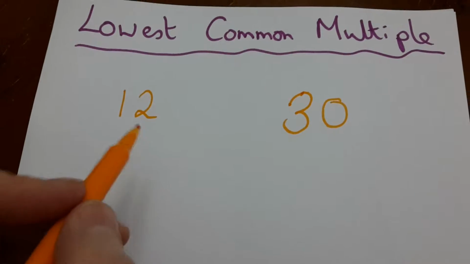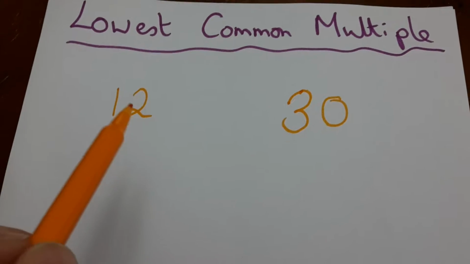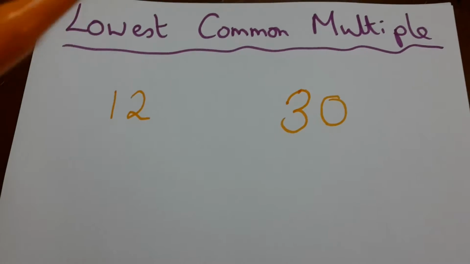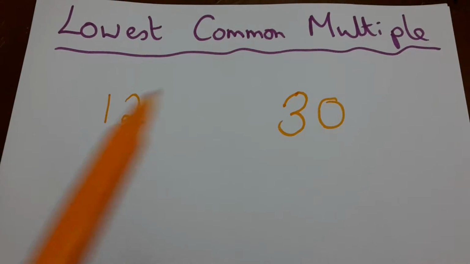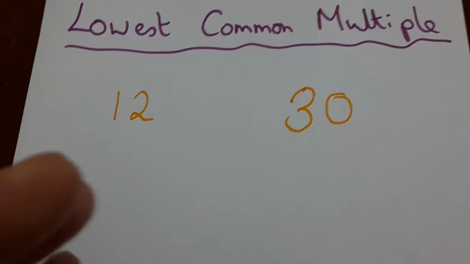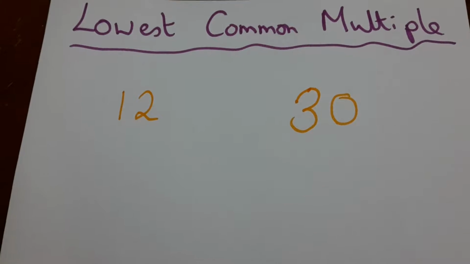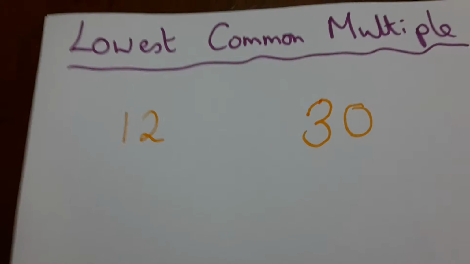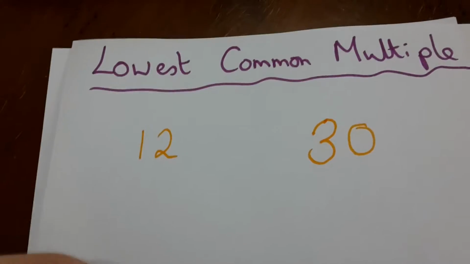So what we're going to do is we could either count up in the 12 times table and also the 30 times table until we get the number that they both fit into. So we're looking for a common multiple of both of them. Because it will hopefully be the first one we come across, that means it will be the smallest one or the lowest. I'm going to show you another way of doing it using prime factor decomposition, because you might be asked to do it algebraically.